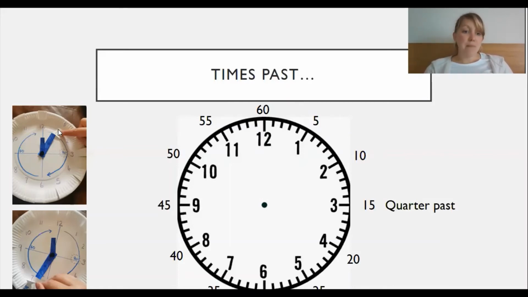Now what I've done on my clock is on the paper plate underneath the 1, I've written a 5. On my paper plate underneath the 2, I've written a 10. On my paper plate underneath the 3, I've written a 15 and quarter past. So quarter past is the same as 15 minutes past. And I've done this going all the way around my clock.